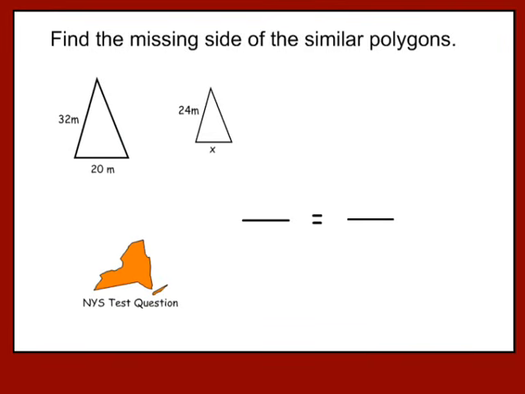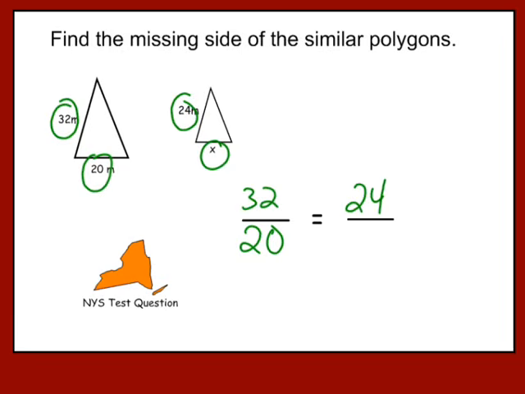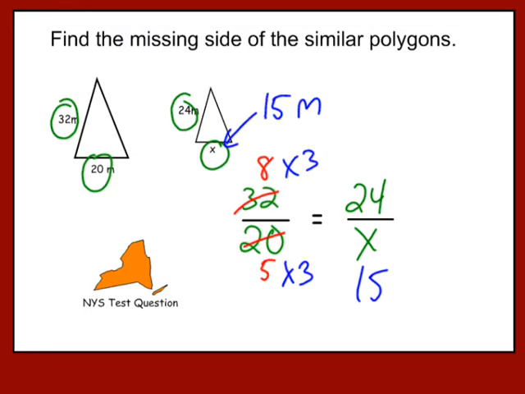So, the ratio of this larger triangle is 32 to 20. And the ratio of this triangle is 24 to x. Now I could cross multiply, but I think it'd be easier to see if we can use equivalent fractions on this one. Now if I simplify this and I see that 4 goes into each, 4 goes into there 8, 4 goes in here 5, I could use equivalent fractions. 8 times 3 is 24, 5 times 3 is 15. Our missing side right here would be 15 meters.